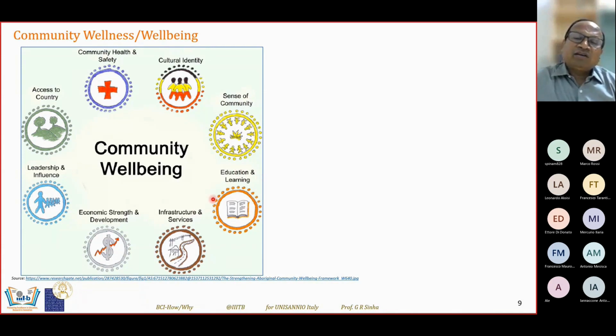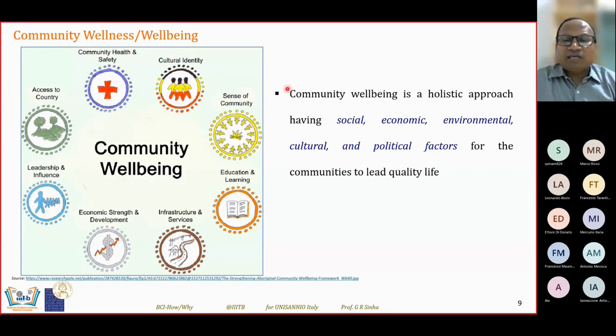And there are different areas which are there under community well-being. Education and learning, whether a person is having good learning impact, learning outcome, the learning is helping to transform him or her as a good, either professional or a person, sense of community, cultural identities, community health and safety, access to country, leadership and influence, economic strength and development, infrastructural services. All these areas are covered under community well-being. But especially when we say community wellness, actually this mainly focuses on community health. So community well-being is a holistic approach.